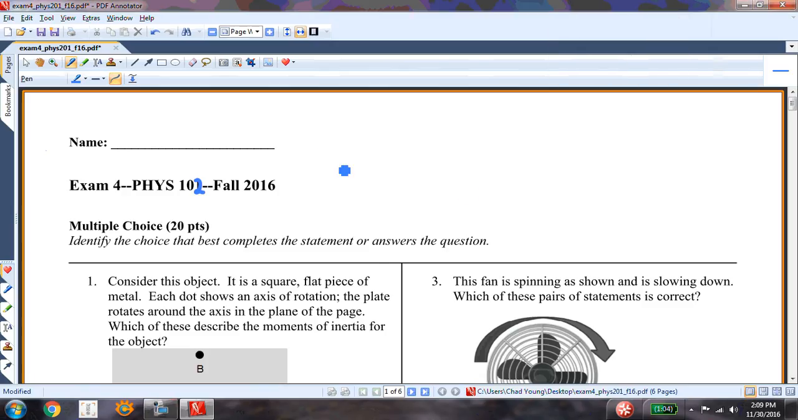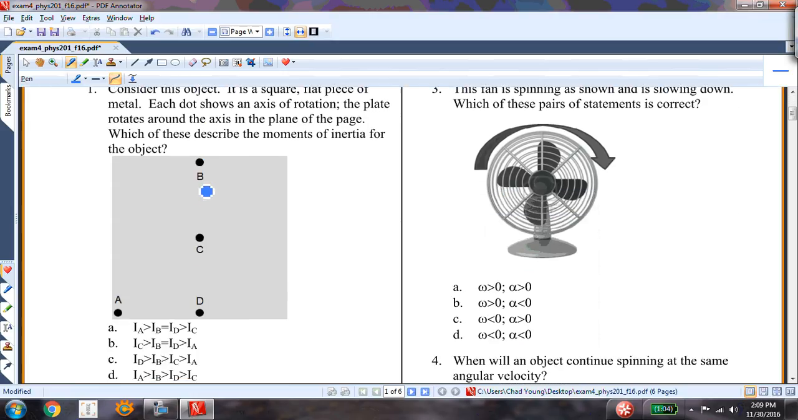Okay, this is exam 4, Physics 201, actually for fall 2016.